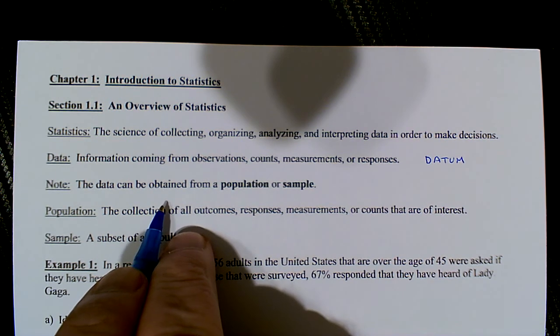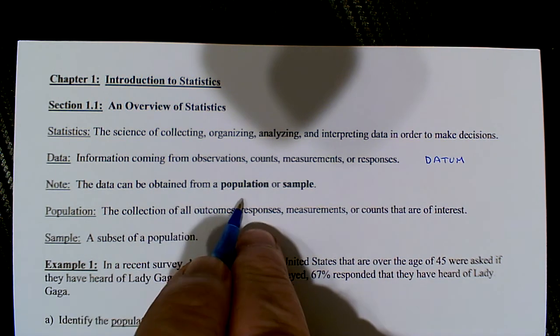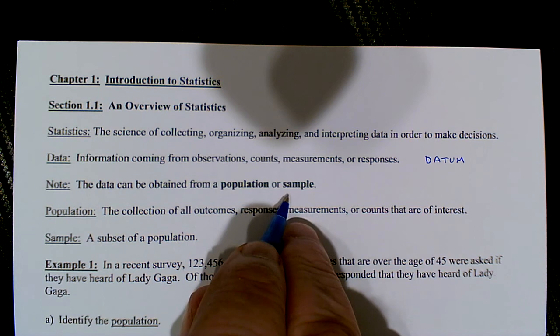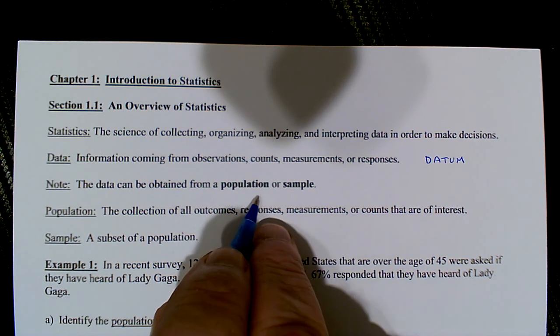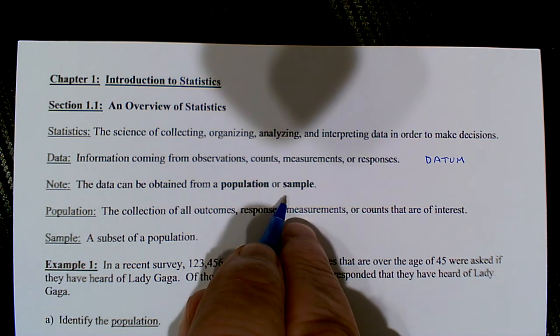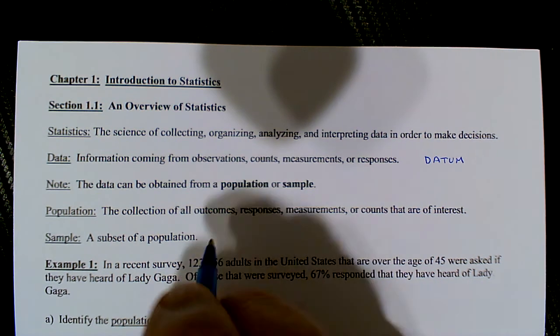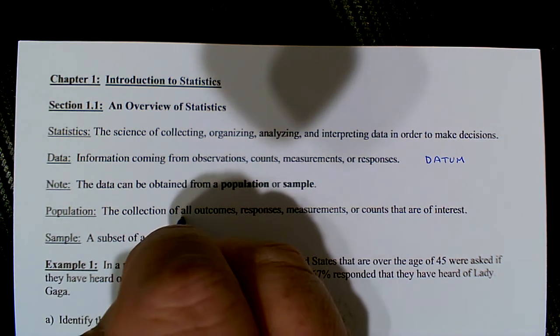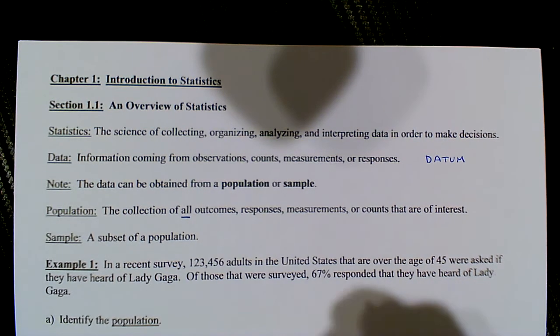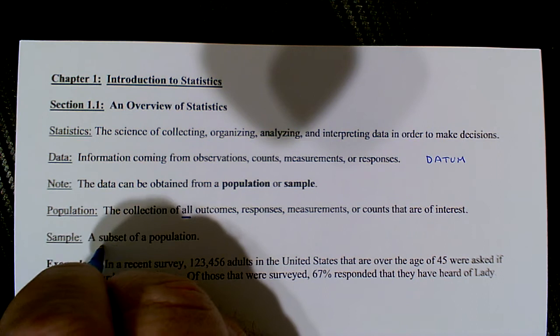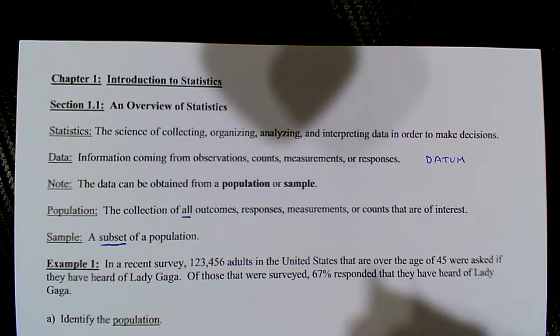And we could either obtain the data from a population or a sample. And typically it's not feasible all the time to obtain the data from a population, so we often just rely on a sample to make inferences about the population. And the population is a collection of everything, all the outcomes, etc., as you could read there. And the sample is a subset of the population.